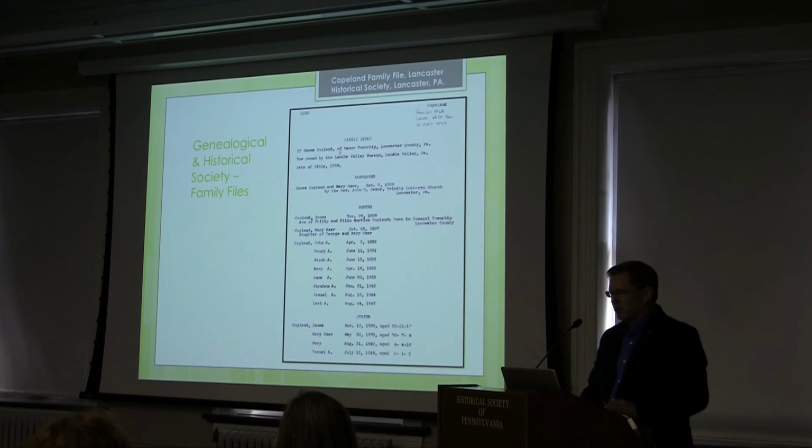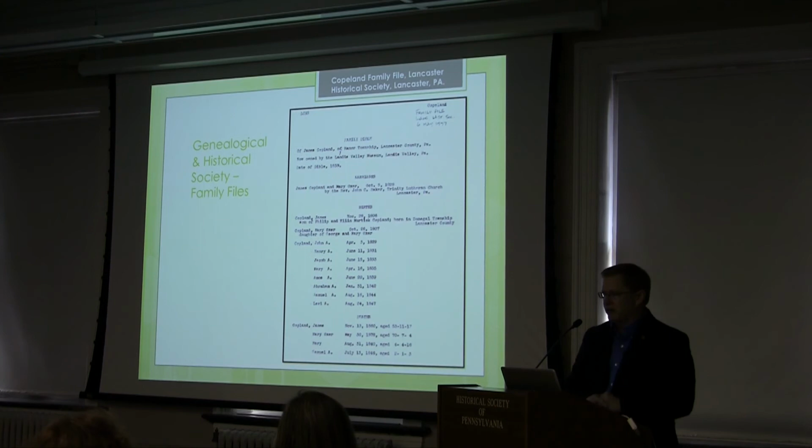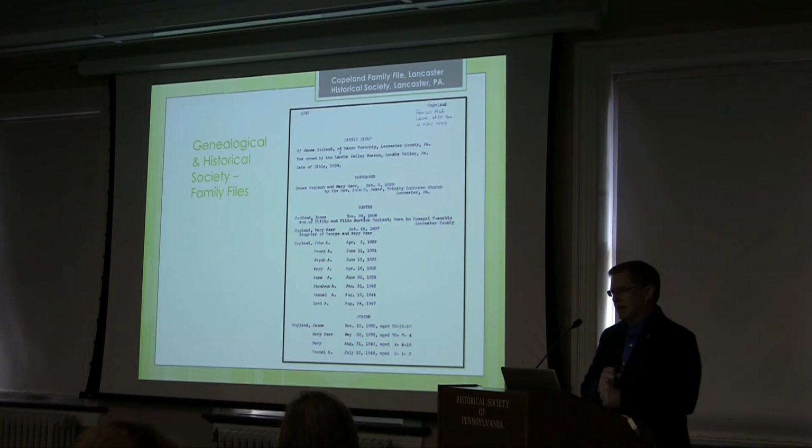Here is evidence of a family Bible. This was for the Copeland family Bible out in the Lancaster Historical Society. You'll see a little note on this that says this is the family Bible of James Copeland of Manor Township, Lancaster County, now owned by the Landis Valley Museum. It gives you the date of the Bible. So where do you think I went next? I went to the Landis Valley Museum to see the Bible.